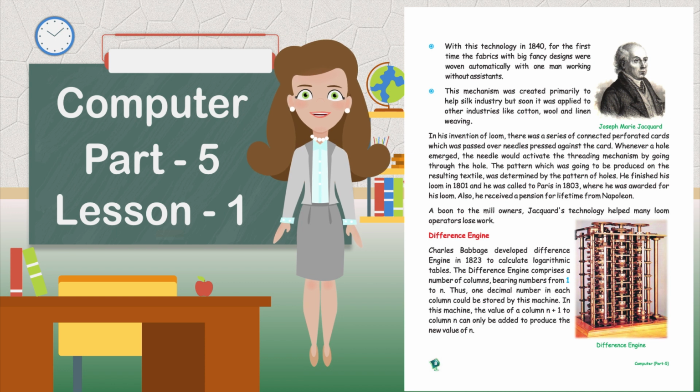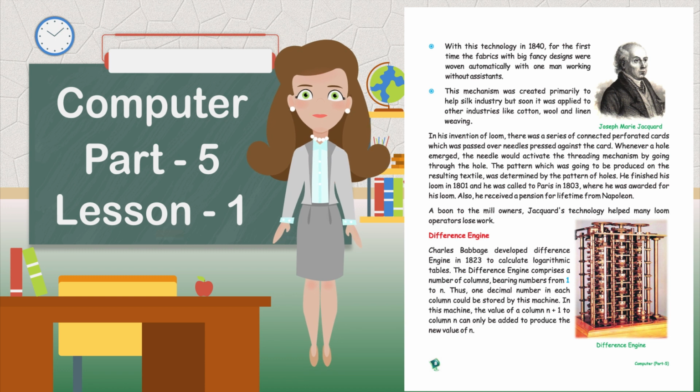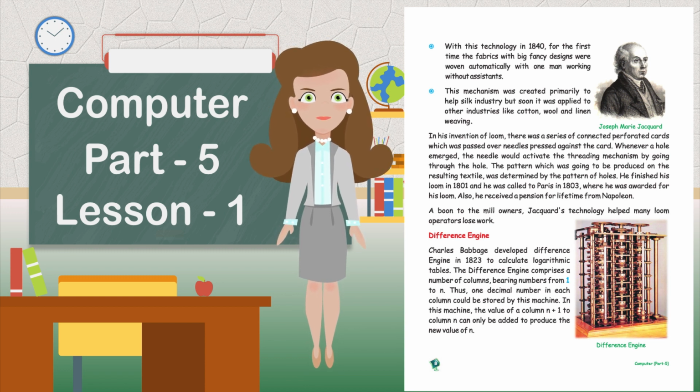He finished his loom in 1801 and he was called to Paris in 1803, where he was awarded for his loom. Also, he received a pension for lifetime from Napoleon. A boon to the mill owners, Jacquard's technology helped many loom operators lose work.